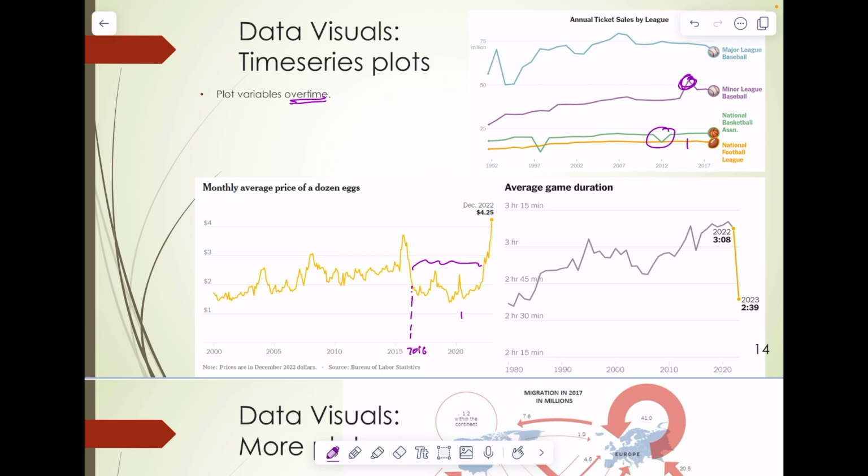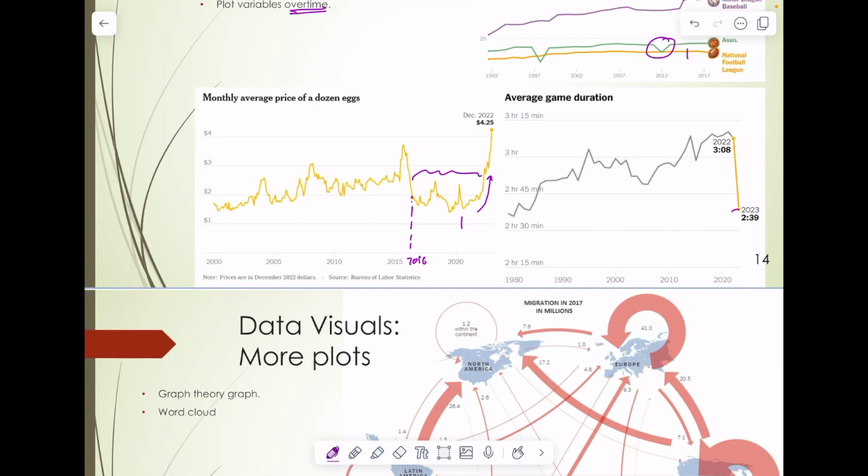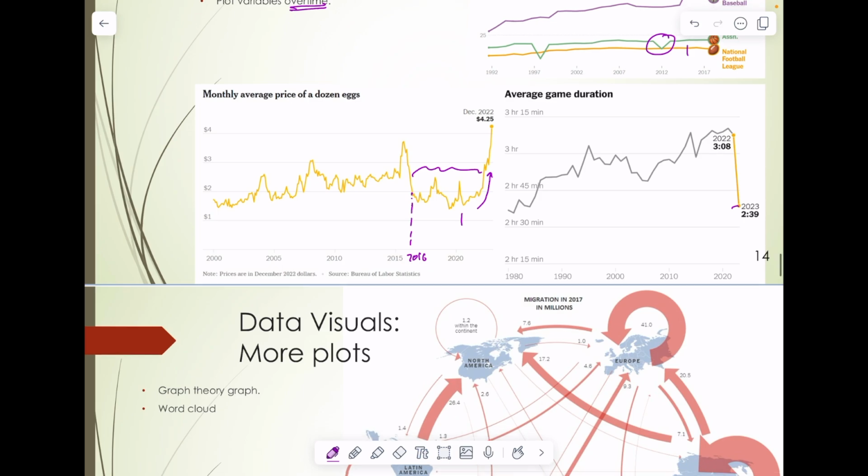Around here, we have inflation going on. This plot right here, average game duration, this is of Major League Baseball. Here from 2022 to 2023, there was a significant decrease in the average duration of games. And that's because, and I didn't know this before seeing this plot, but I read the article associated with this. There were a number of rules changes that occurred in between those seasons.